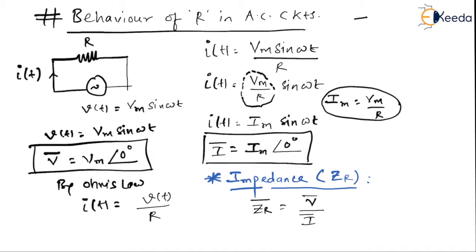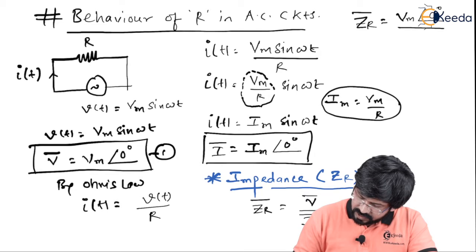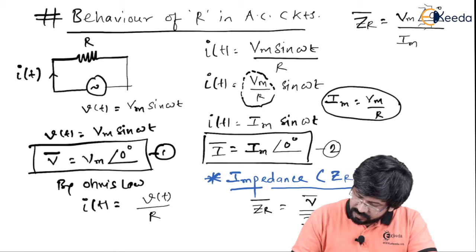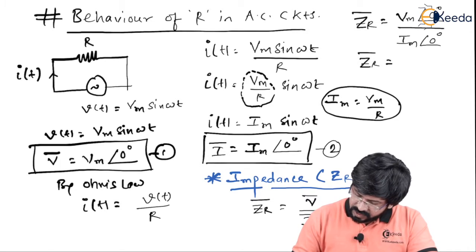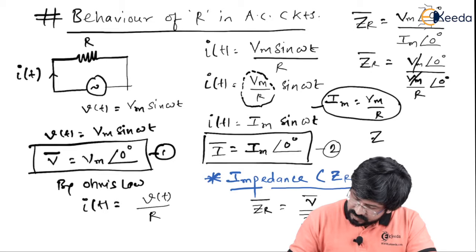Or I can write ZR vector as, what is V vector? V vector, as you can see from equation 1, is Vm at an angle of 0 degree, divided by, and as you can see in equation number 2, I can replace I vector also as Im at an angle of 0 degree. We know the fact that Im value was Vm upon R, so now we can replace it: Vm at an angle of 0 degree divided by Vm upon R at an angle of 0 degree. Vm will get cancelled. So ZR vector is simply R at an angle of 0 degree ohms.